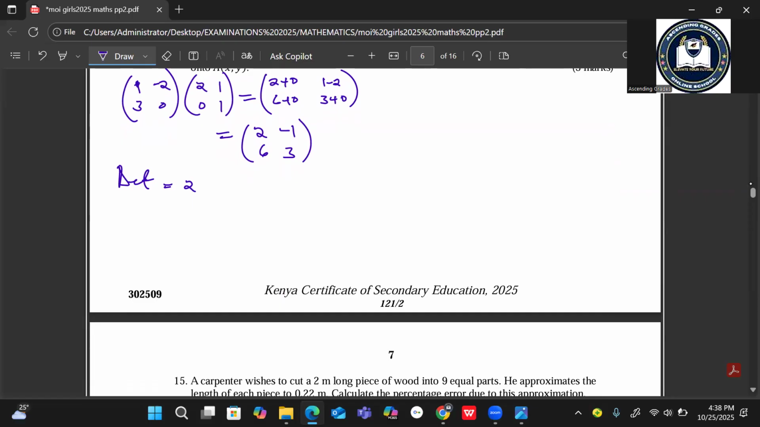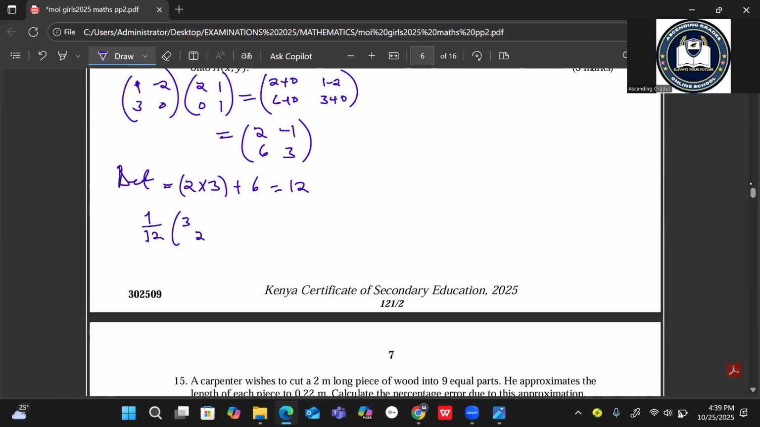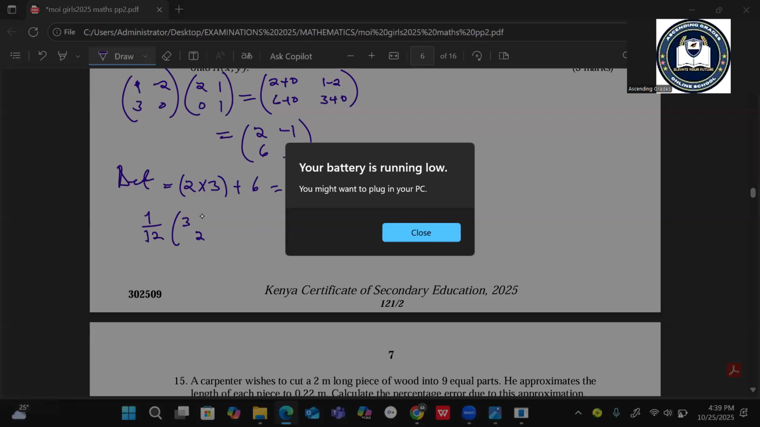So the determinant is now 2 times 3, plus 6, which is 12. So we take the inverse of the determinant, which is 12, and multiply by the matrix where we interchange the positions and the sign. So we shall have 3, 2, then -6, 6.